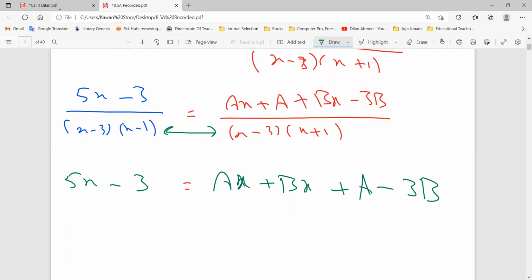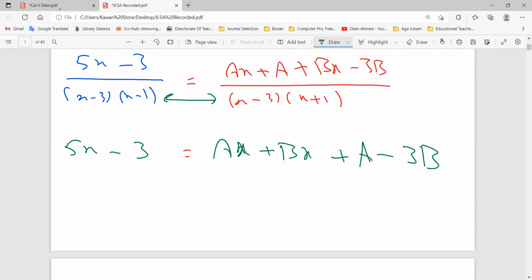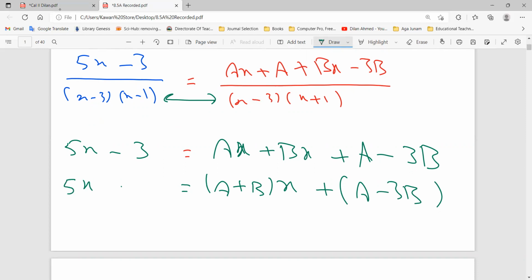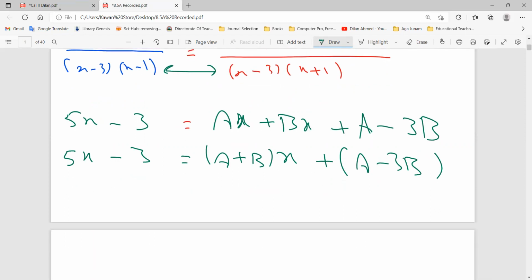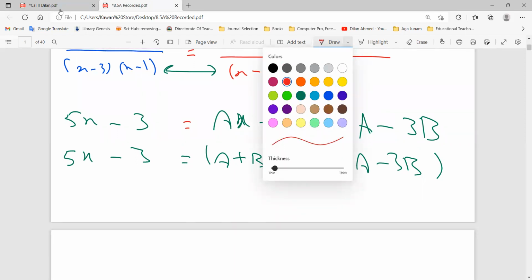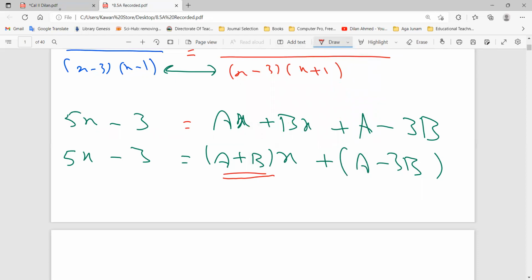Do you have any question for the next step? Numerator, numerator, denominator, denominator. That's why. Now, I arrange that one as a plus b, make x as a common, and make those numbers as another common. I have 5x minus 3. So why? Because I'm going to compare. Compare that with x, compare that with numbers.